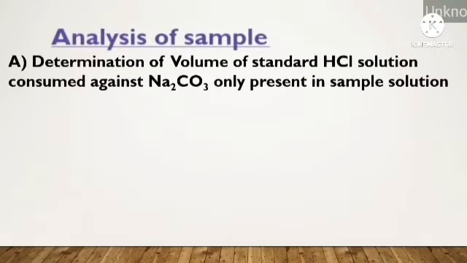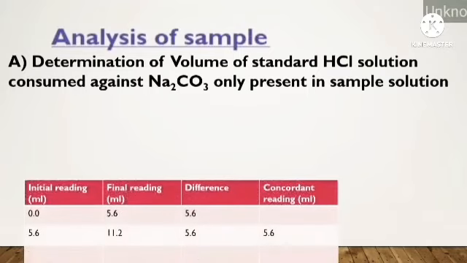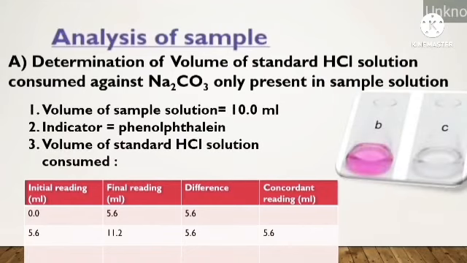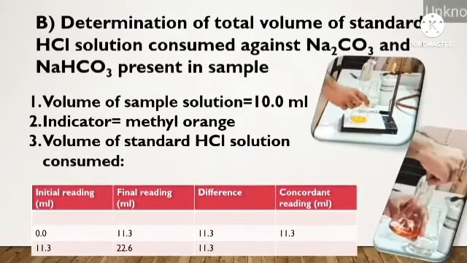Now for the analysis of sample, determination of volume of standard HCl solution consumed against sodium carbonate only present in sample solution. In the first titration, we obtain the reading 5.6 ml. For the second titration, we obtain the reading 11.3 ml. Before the titration the solution is yellow, and after the titration it turns orange.